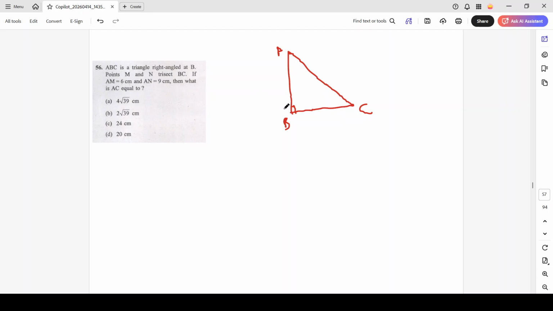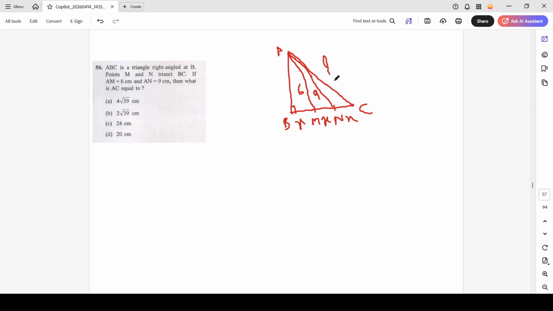Points M and N trisect BC. This is M, this is N, and these are the trisection points. That means if we take it as x, then this will be x, and this will be x. We have been given the value of AM as 6 and AN as 9. Okay, then we have been asked the value of AC.